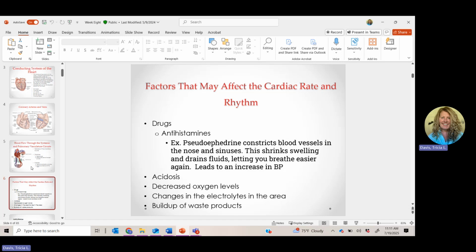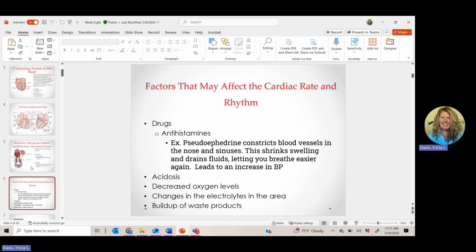So now we're constricting our blood vessels, and we're having an increase in our blood pressure, our actual circulating blood volume. Acidosis can cause this, which is a condition that our patients can develop when we don't have homeostasis. You'll talk more about that next semester. Definitely decreased oxygen levels, okay? If we don't have good oxygen in the body, then the heart is going to say, uh-oh, we're not getting enough oxygen. I have to beat faster and harder to get more out.